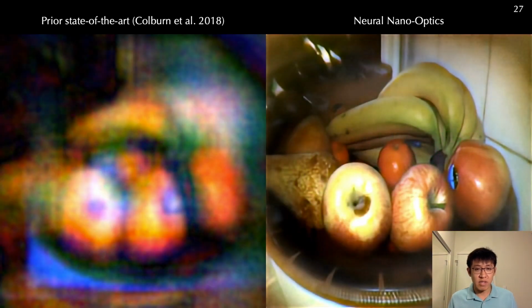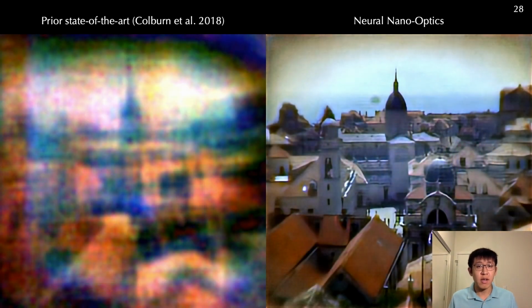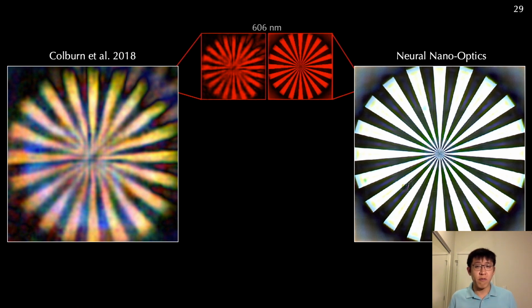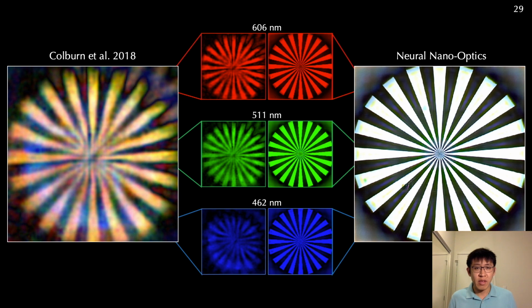Here's another result, a still image, showing again the achieved improvements in resolution and color accuracy. And here is yet another still result. We also perform a spatial resolution test using a Siemens star chart. Our Nano-Optic imager achieves accurate performance across all color channels, as you can see on the right, whereas the previous method exhibits severe aberrations.